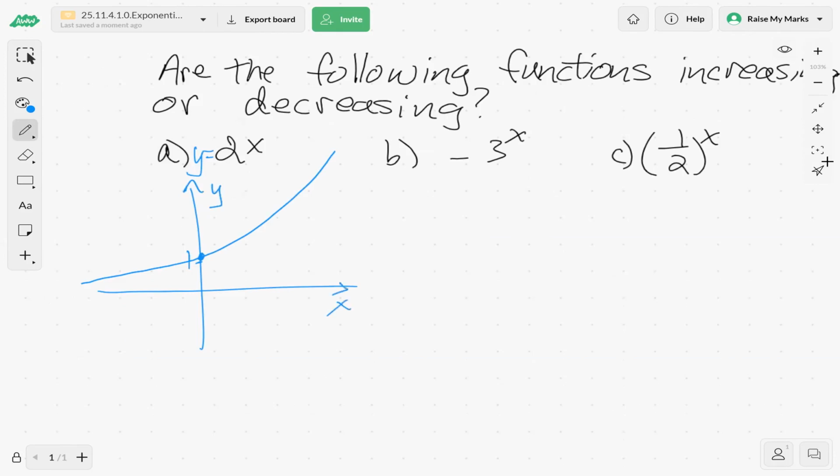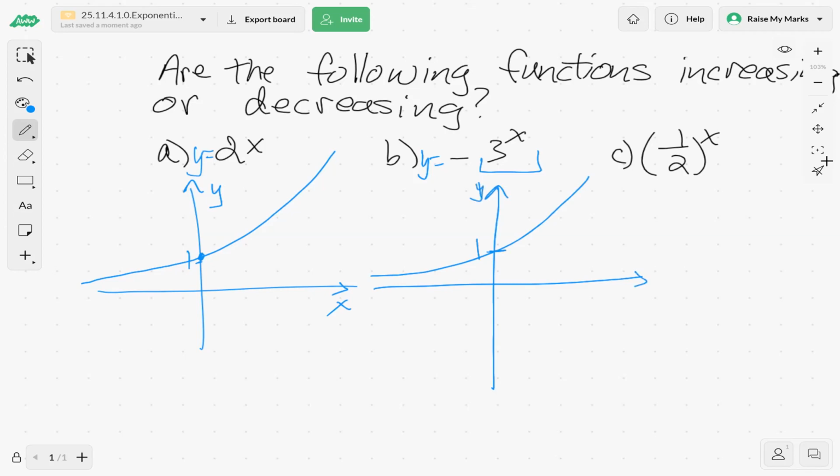All right, so let's look at part B. This one's interesting. So y equals -3 to the power x. All right, so again, let's sketch this. If we just look at the function 3 to the power x, again, it looks something like this, intersecting the y-axis at 1, and we have a horizontal asymptote given by the x-axis.